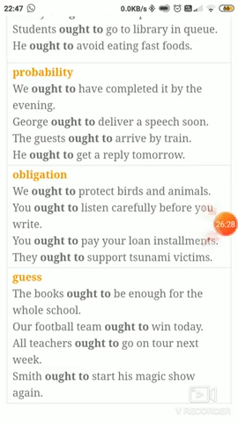This was all about modal auxiliaries, children. Hopefully you must have understood everything nicely. Take down the notes properly and try to prepare for your exams. Thank you.